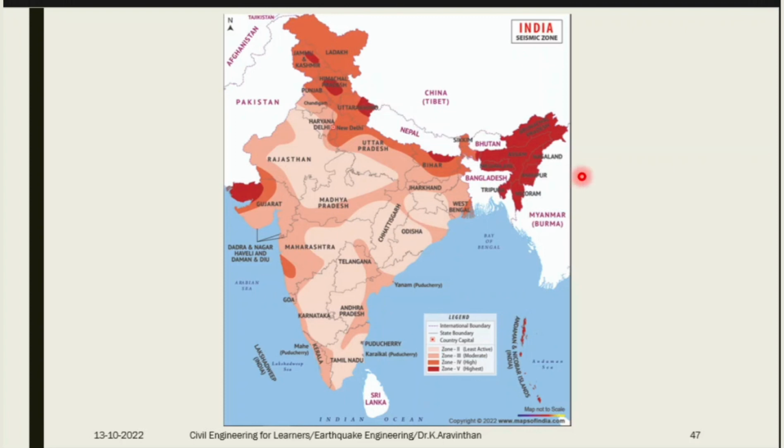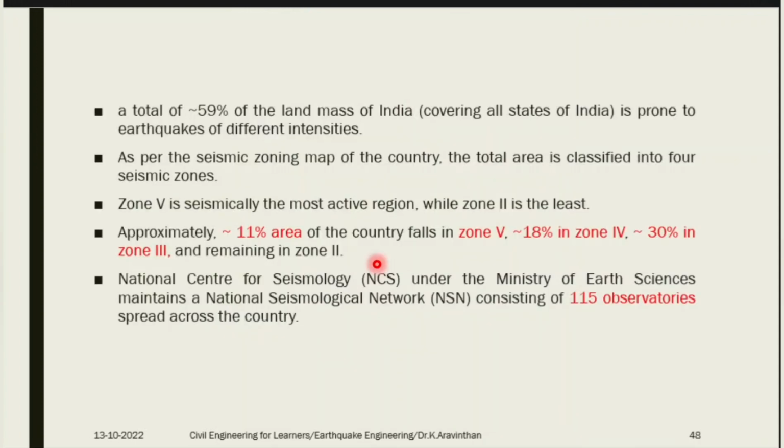Because you have fault zones. So wherever you have these zones, there is a high possibility of seismic risk. And the rest of the places are very much safe. You can see all the places in the Deccan Plateau are under zone 3 and zone 2. In India, totally 59% of landmass is prone to earthquakes of different intensities. Only 31% of landmass is safe out of 100%.